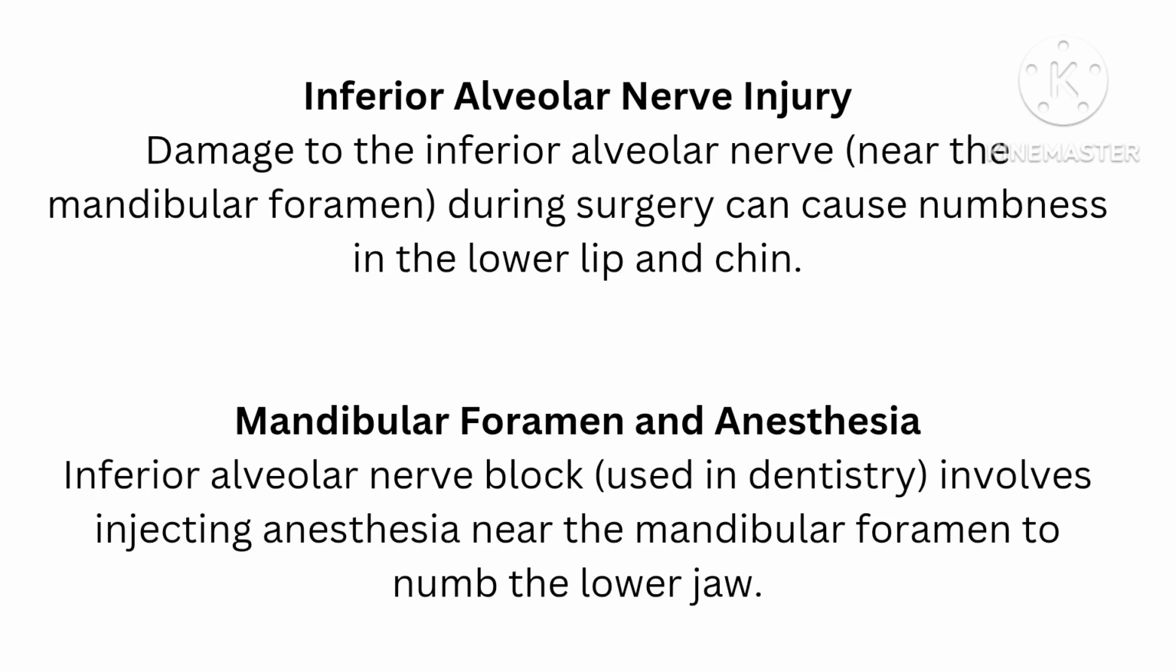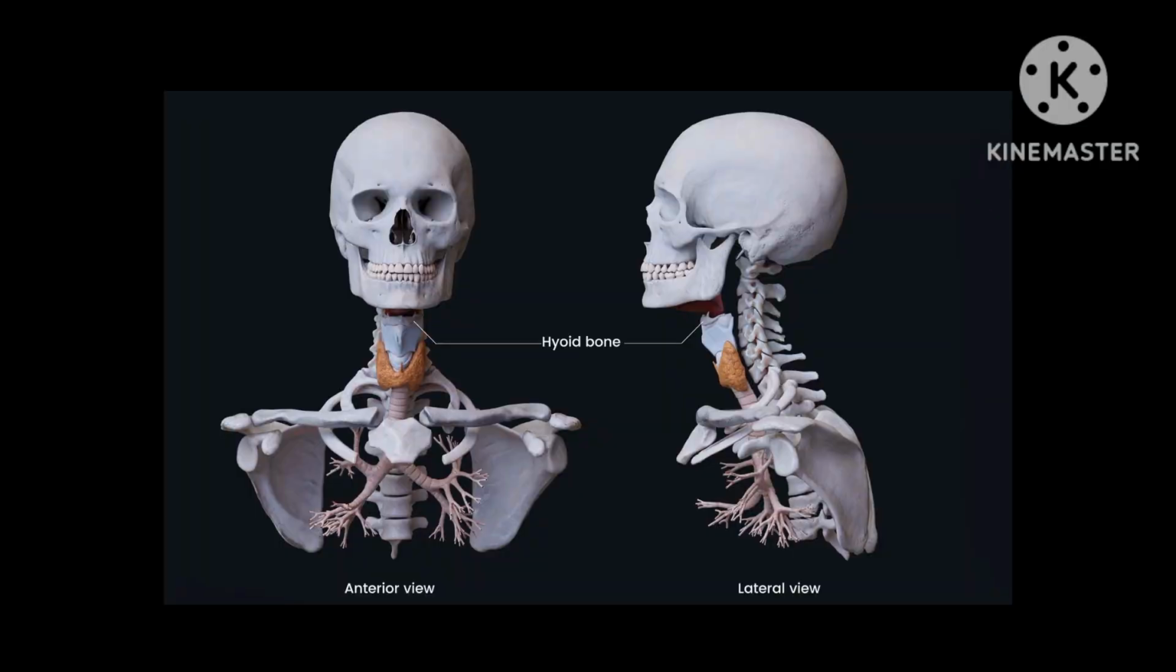Inferior alveolar nerve injury. Damage to the inferior alveolar nerve, near the mandibular foramen, during surgery can cause numbness in the lower lip and chin. Mandibular foramen and anesthesia. Inferior alveolar nerve block, used in dentistry, involves injecting anesthesia near the mandibular foramen to numb the lower jaw.